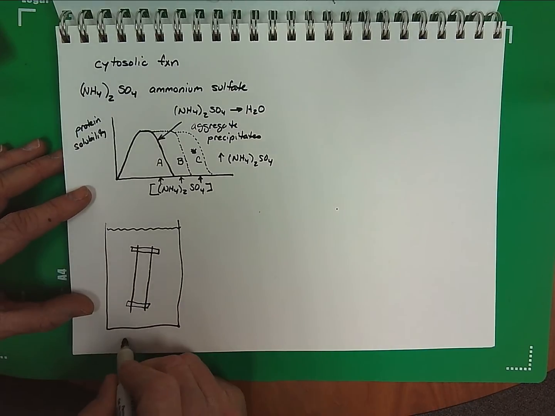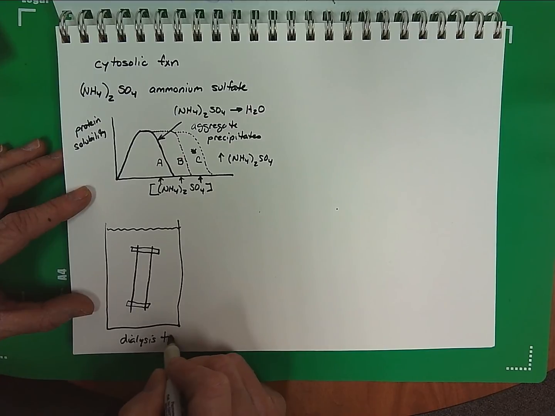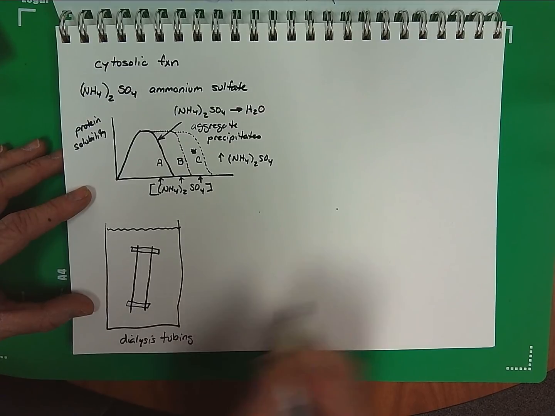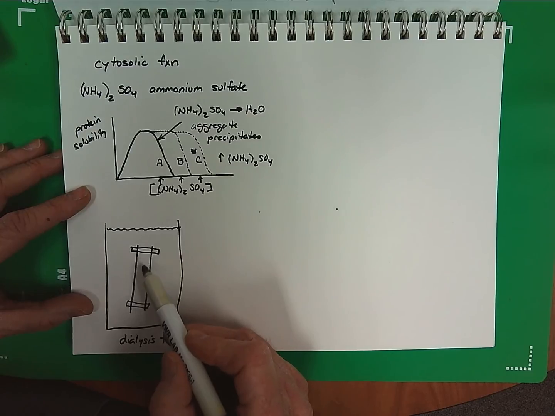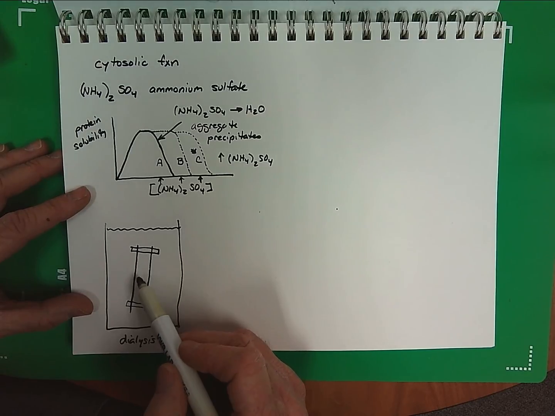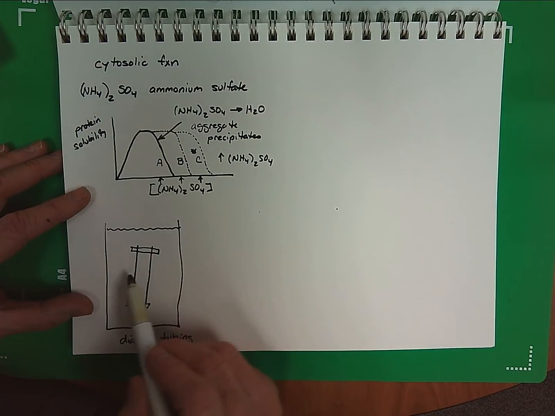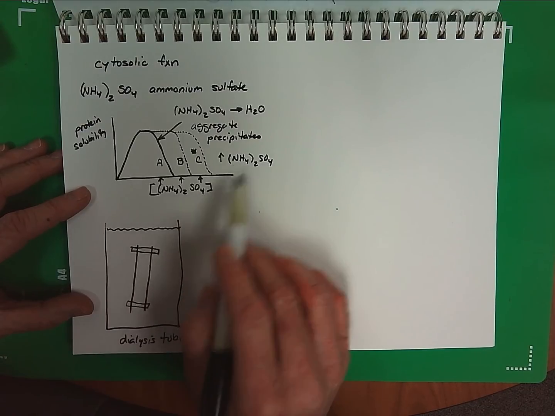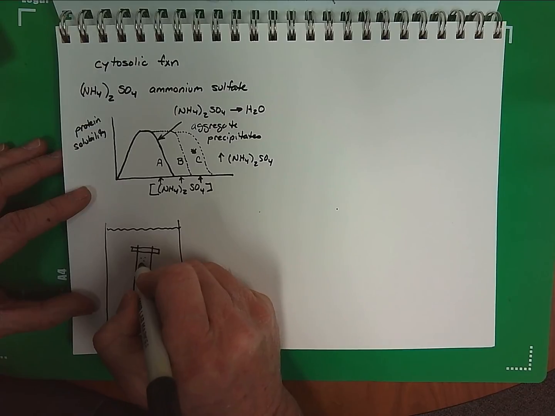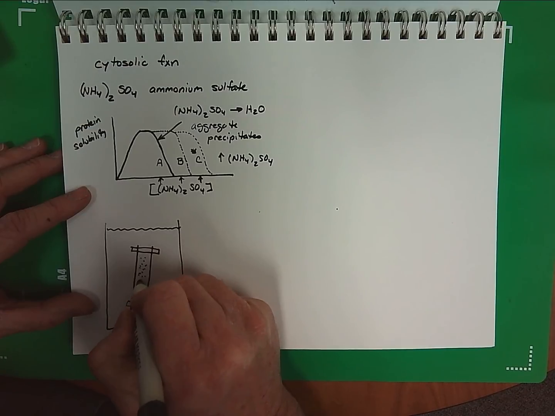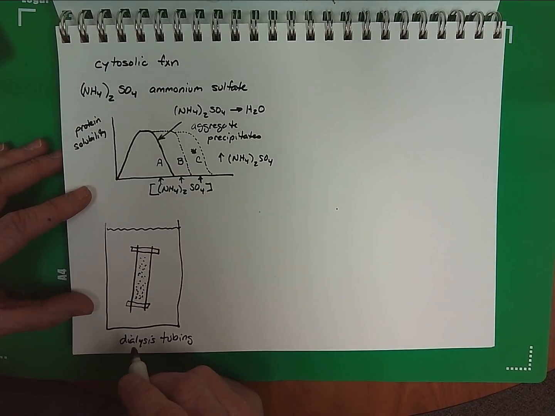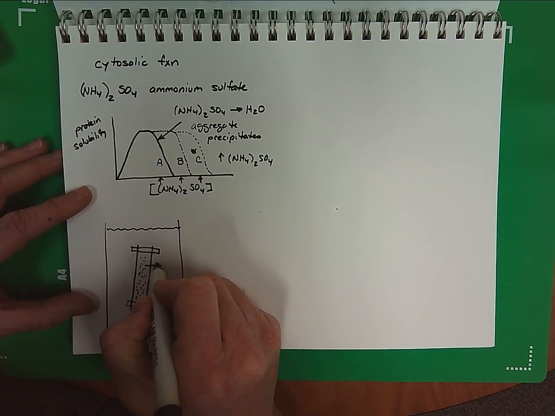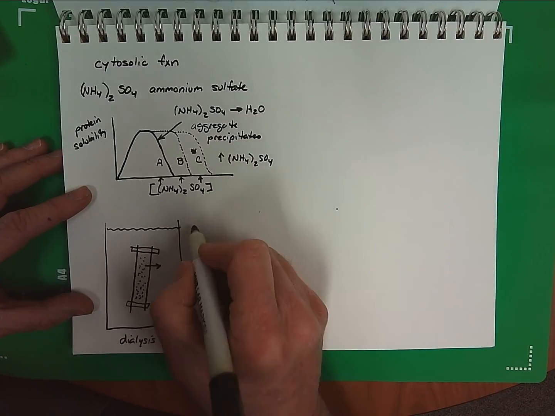This is called dialysis tubing. There are very small holes, pores, in this bag. These pores are smaller than the protein, so the protein can't escape the bag, but they are large enough for the ammonium sulfate. So if we have a high concentration of protein and ammonium sulfate, by natural diffusion, the ammonium sulfate will move into the water.